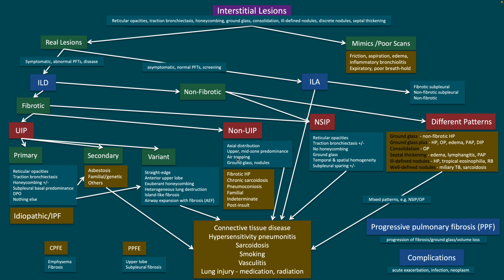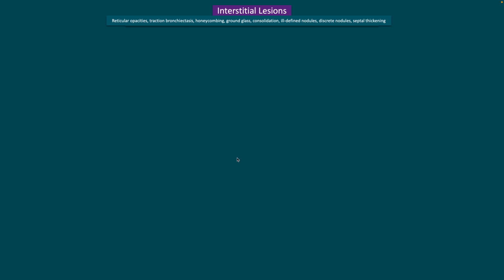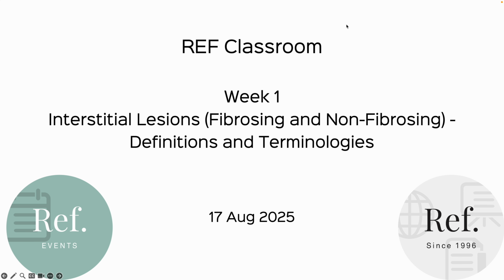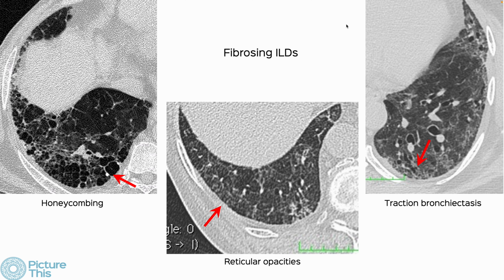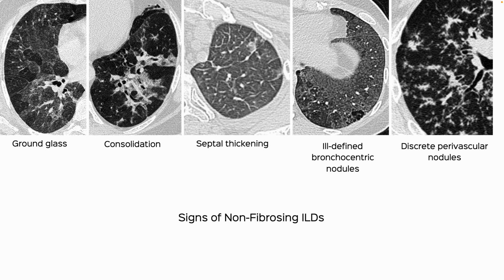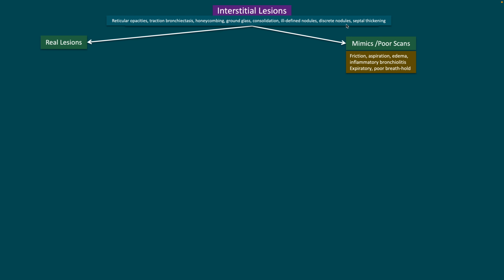So what's the curriculum? The curriculum is based on this flowchart. Typically, when we look at CT scans, we look for interstitial lesions, and these are the ones that we would look for. And so the first week will be just defining the terminologies of these interstitial lesions, the 3 that constitute fibrosing ILDs, the 5 that constitute non-fibrosing ILDs.